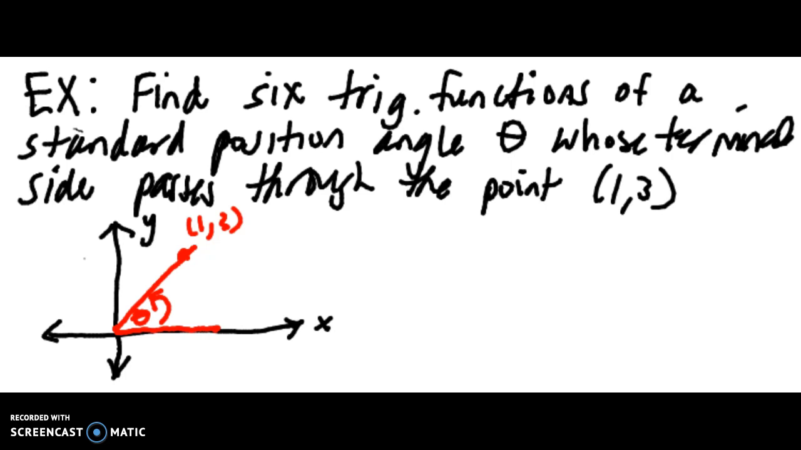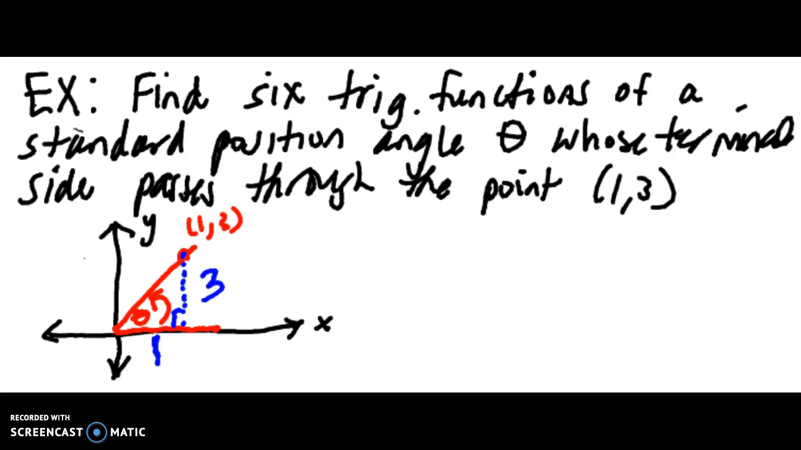Okay, so we want to find the 6 trig ratios of angle theta, and remember the properties of similar triangles. The sides would be proportional, so they would have the same ratio. So we can actually draw this side anywhere, and this is our right angle. So the horizontal length, or the length of one of the legs of this right triangle, is 1, because to get to the ordered pair, we move to the right 1 and we move up 3. And the vertical length or distance is 3.